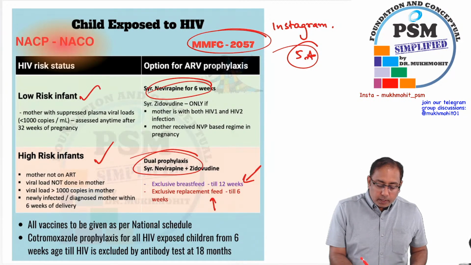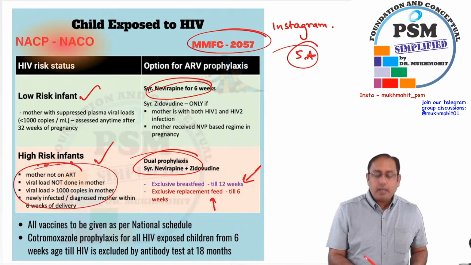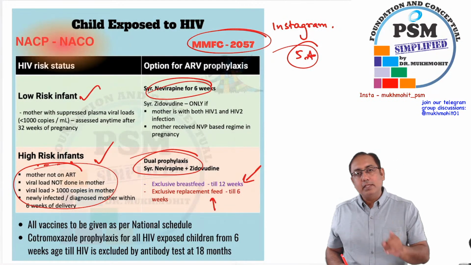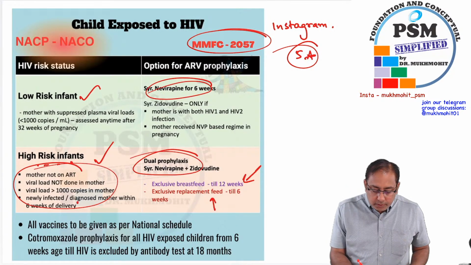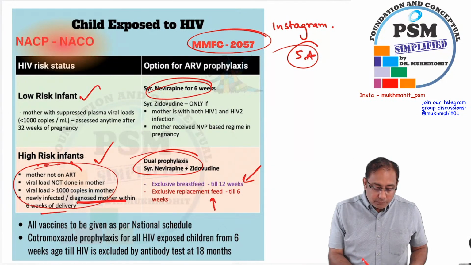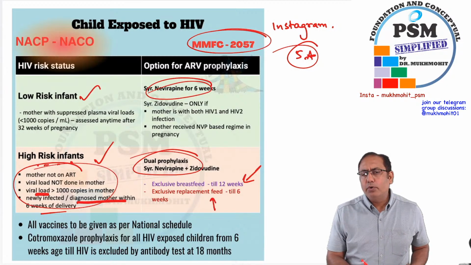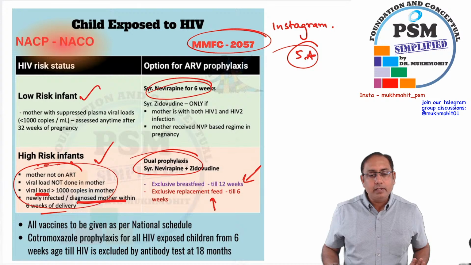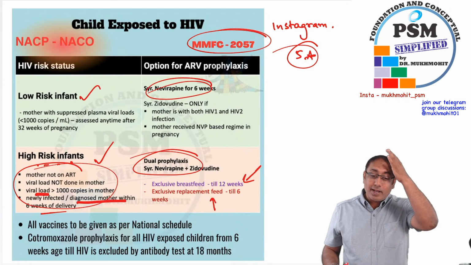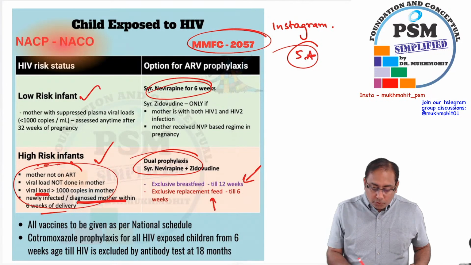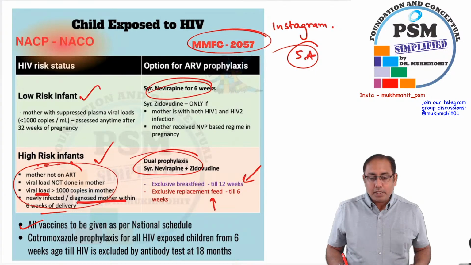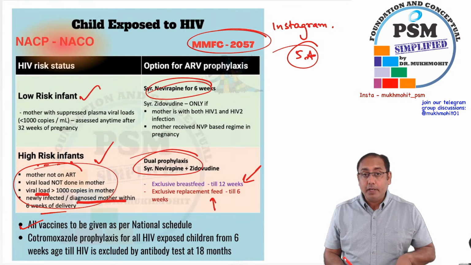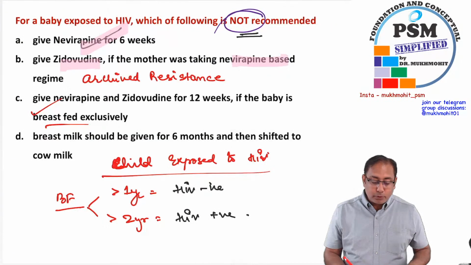So what are high risk infants? High risk infants are where the mother has not taken ART, or if the ART was taken less than 4 weeks, or a newly diagnosed mother within 6 weeks of delivery, or the viral load was more than 1000 copies in the mother, or the viral load was not done at all. These children are called high risk babies. All vaccines have to be given as per the national schedule, and that's all that has to be done for the child who is exposed to HIV.